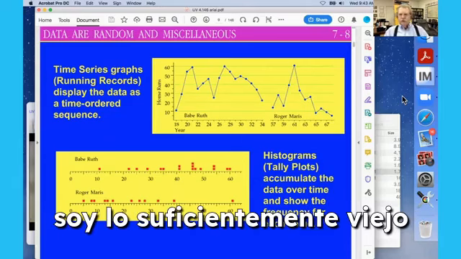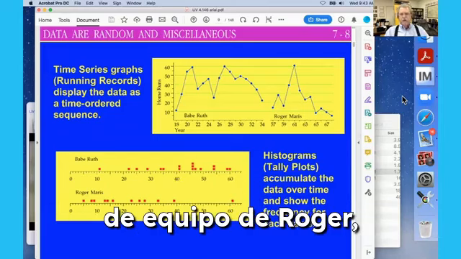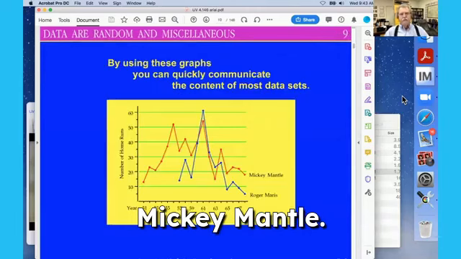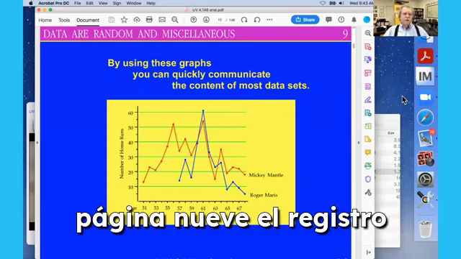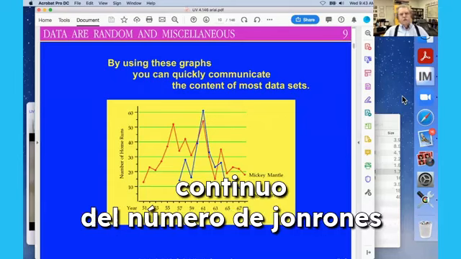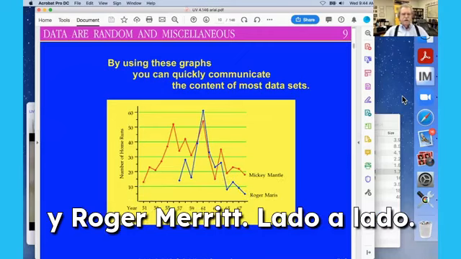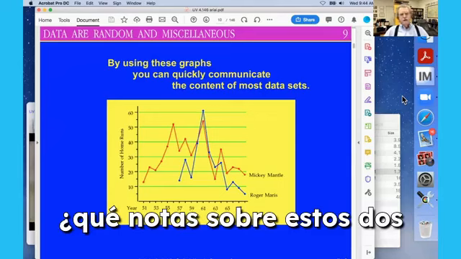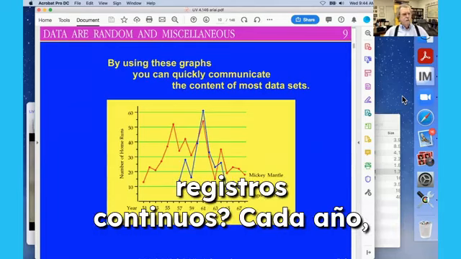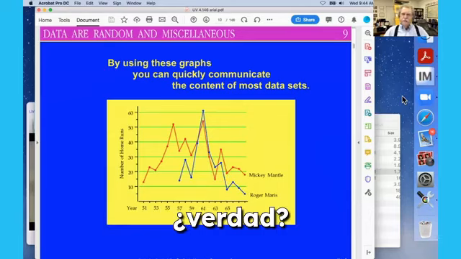Now, I'm old enough to remember the 1961 season, and I was rooting for Roger's teammate, Mickey Mantle. So here we have on page 9 the running record of the number of home runs per season for Mickey Mantle and Roger Maris side by side. Now, what do you notice about these two running records? Every year, without fail, they go up or down together, don't they?